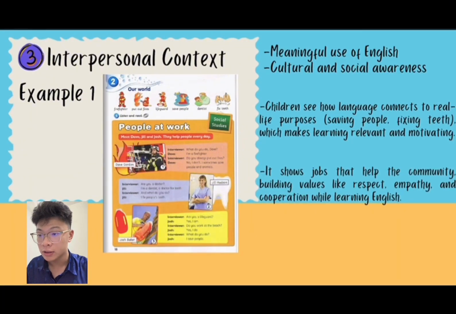The second one will be culture and social awareness. So it shows jobs that help the community, building values like respect, empathy, and also cooperation while learning English. So this will help them understand that those are important people in real life because they help the community by showing respect and also responsibility to one another, which helps them understand that they need to be respectful in this kind of occasion and more.